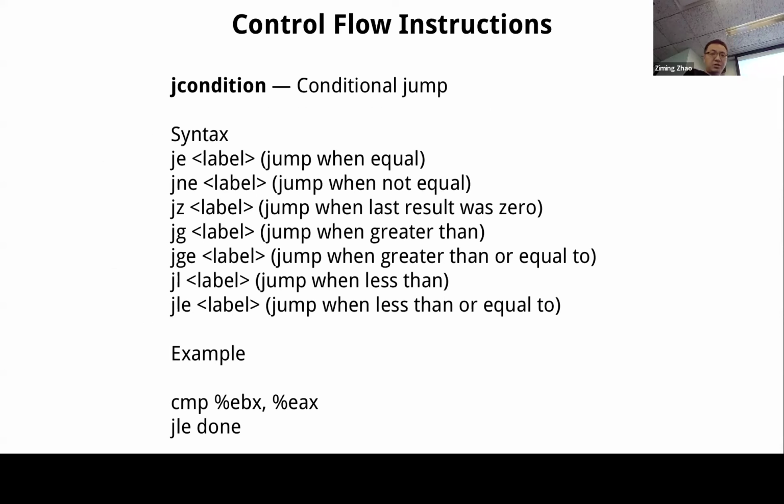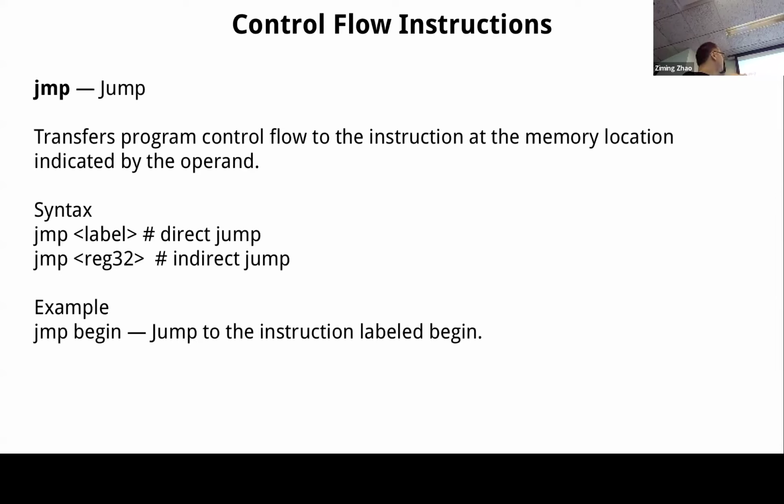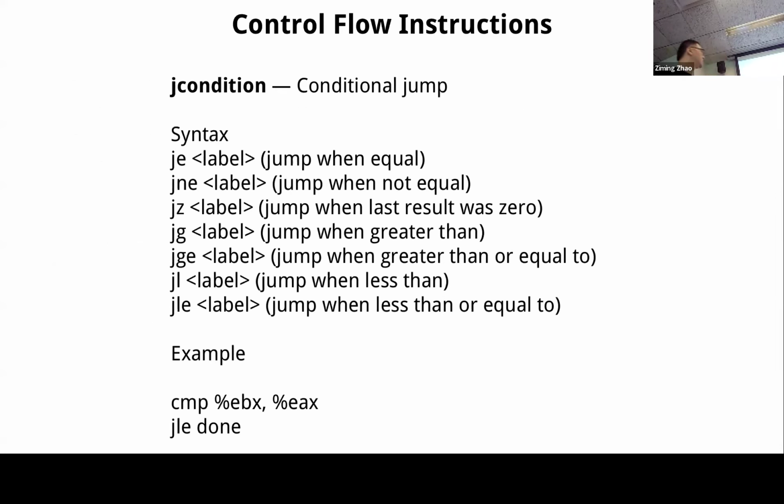There are jumps. There are also conditional jumps. So this one is an unconditional jump. It's just a JMP. Then we have conditional jumps. They start with J, and after that, the name has different conditions. Then you can have a label. You can also have a register.